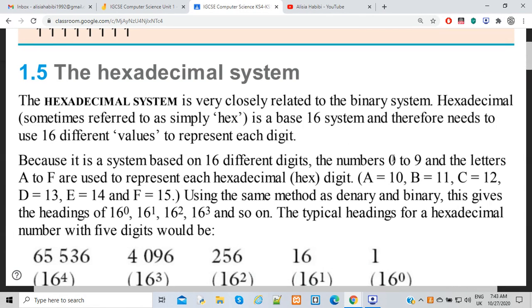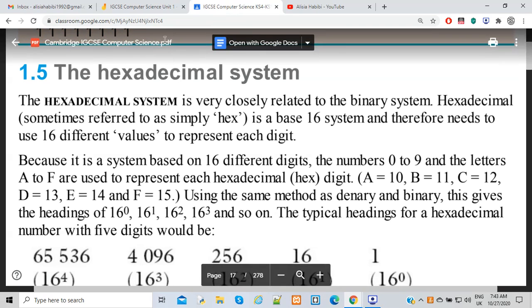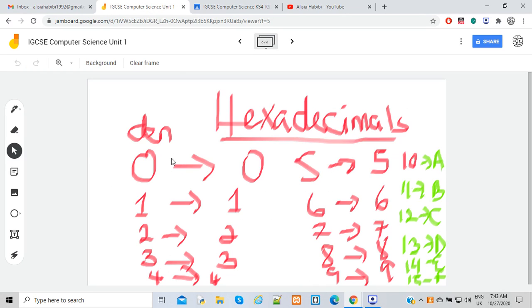We also looked at the different representations of the hexadecimal system: 0 is the same as 0 in hexadecimal, 1 is the same as 1, 2 is the same as 2, 3 is the same as 3, 4 is the same as 4, 5 is the same as 5, 6 is the same as 6, 7 is the same as 7, 8 is the same as 8, 9 is the same as 9, 10 is actually A. So when it gets from 10 to 15, the representation changes.